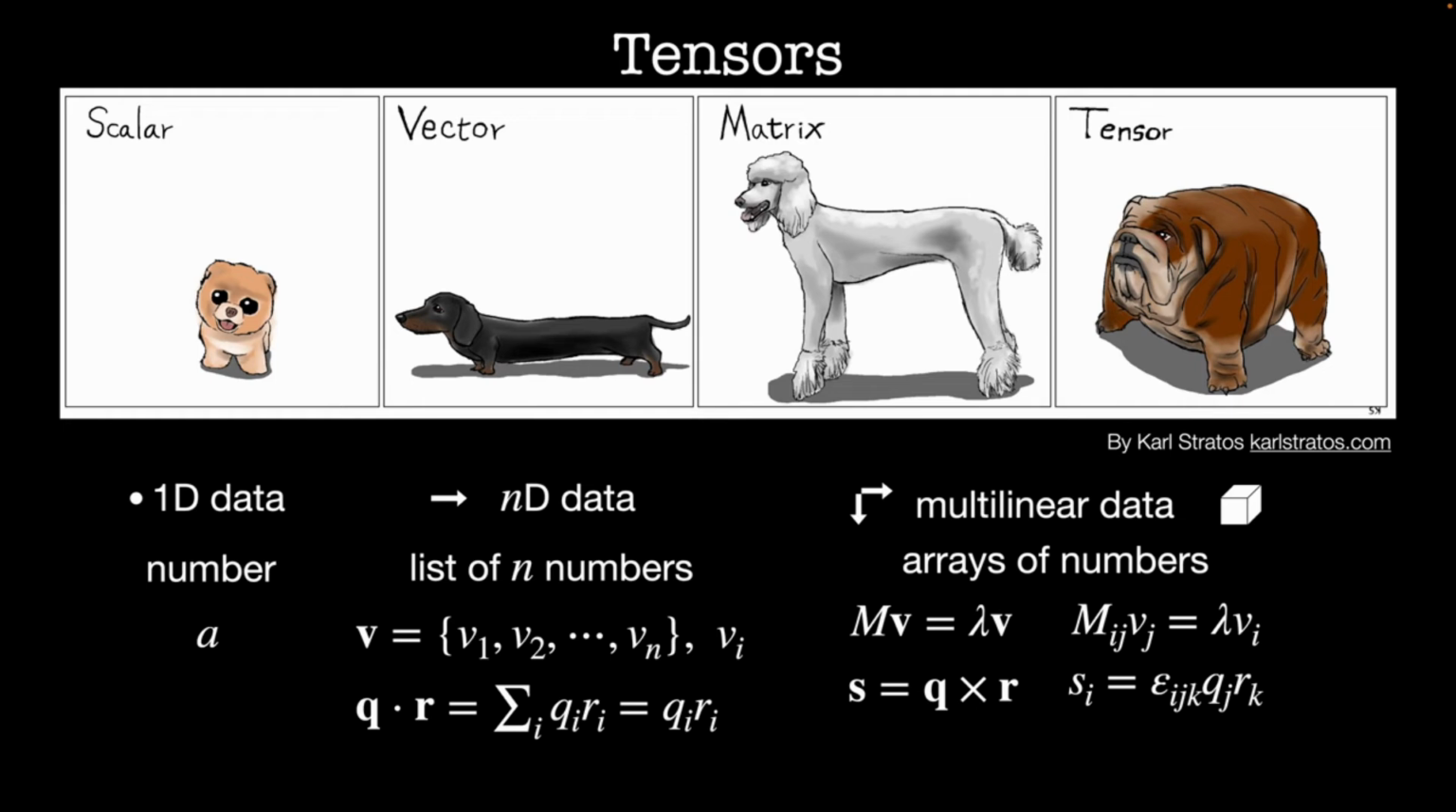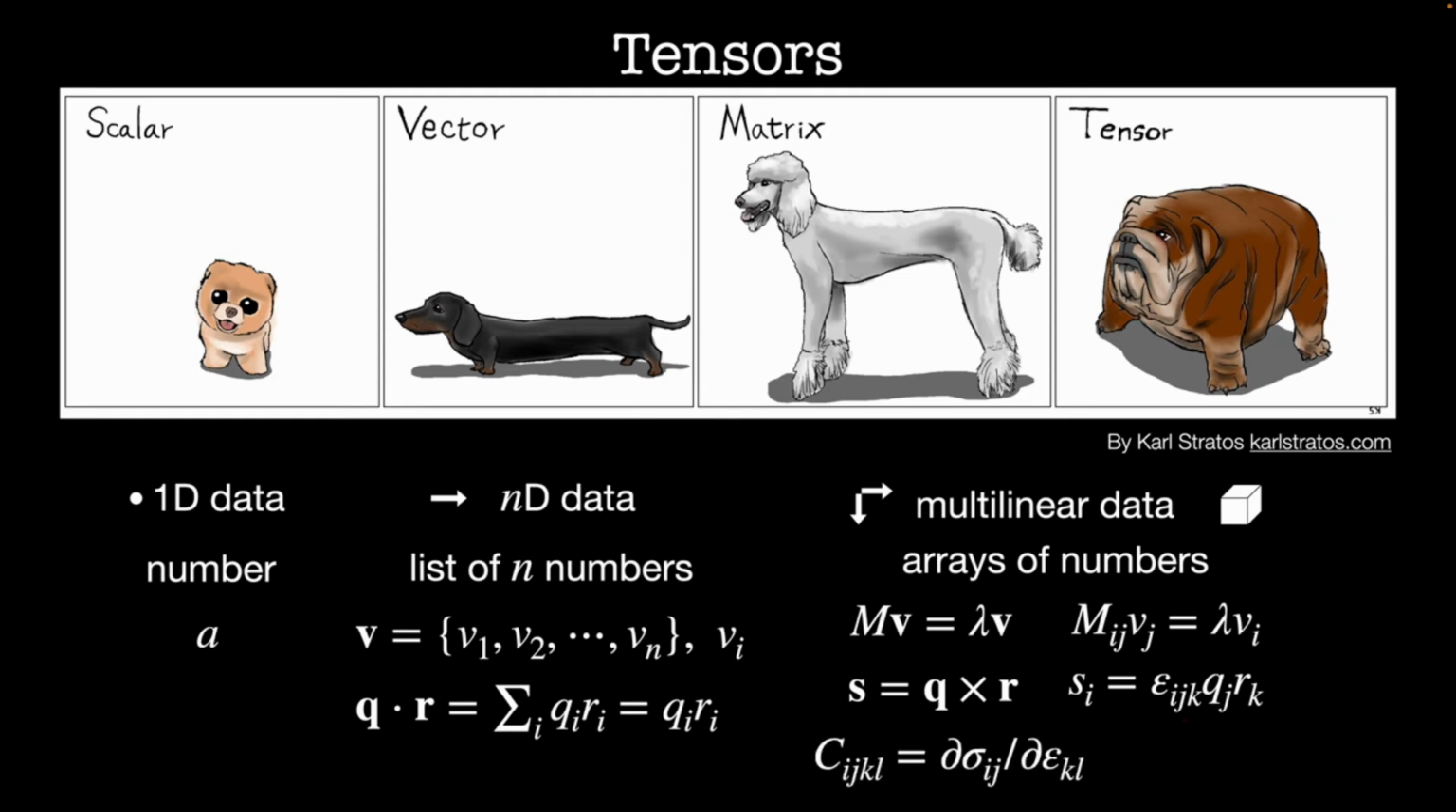The first tensor of rank greater than 2 you're likely to encounter comes in the definition of the cross product. So let's consider the cross product S is equal to Q cross R. The ith component of S is equal to epsilon ijk times qj times rk, where epsilon is the totally antisymmetric tensor that is equal to 1 when ijk is an even permutation of 1, 2, 3, and minus 1 when ijk is an odd permutation of 1, 2, 3, and 0 in all other cases.